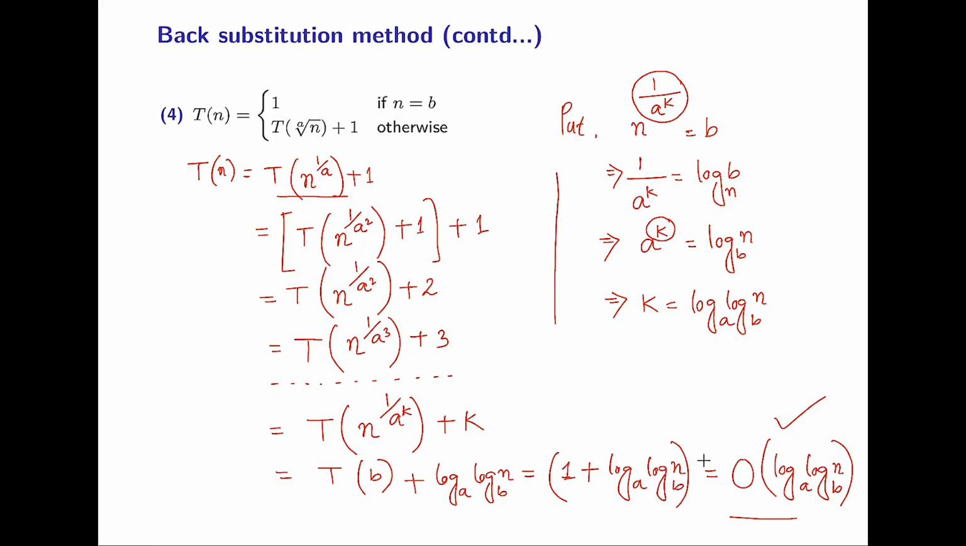Then you substitute that and get the answer in terms of asymptotic notation. If you do not want to provide the asymptotic notation, you can keep it here also. But if the question asks you to provide the upper bound, then you can show it that way. So these are the 4 examples we have seen of how to solve recurrences using the back substitution method. We will discuss other methods of solving this kind of recurrence in upcoming lectures. Thank you.